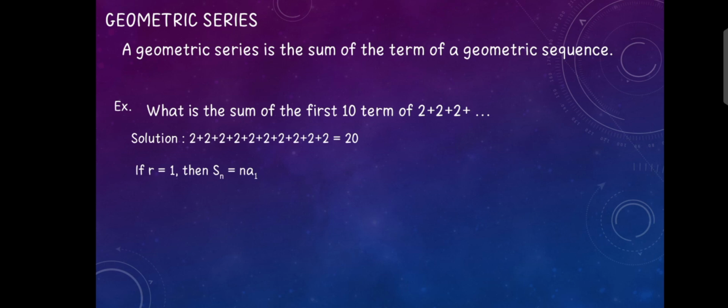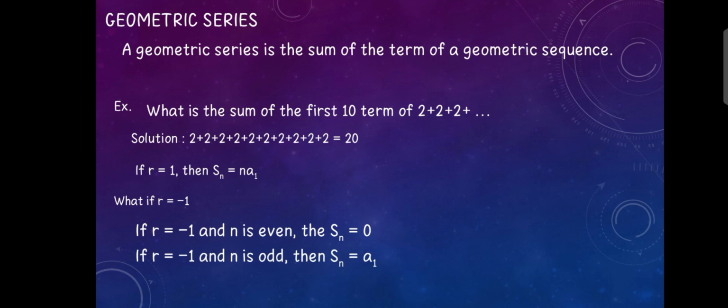If r is equal to 1, then we will use our formula S sub n is equal to n a sub 1. What if r is equal to negative 1? If r is equal to negative 1 and n is even, we will use our formula, S sub n is equal to 0. Now, if r is equal to negative 1 and n is odd, then S sub n is equal to a sub 1.